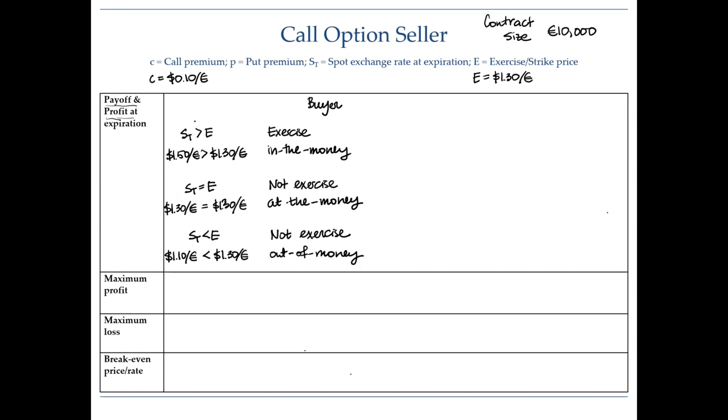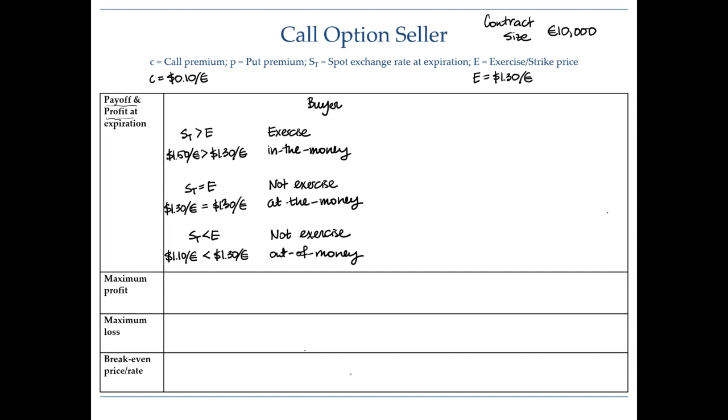In the future, spot rate could be higher than exercise rate. Let's say, for example, spot rate turned out to be $1.50 when the exercise rate is $1.30. In that case, the buyer will obviously exercise this contract and choose to buy euros at the lower rate of $1.30 instead of going directly to the spot market and buying euros at $1.50.